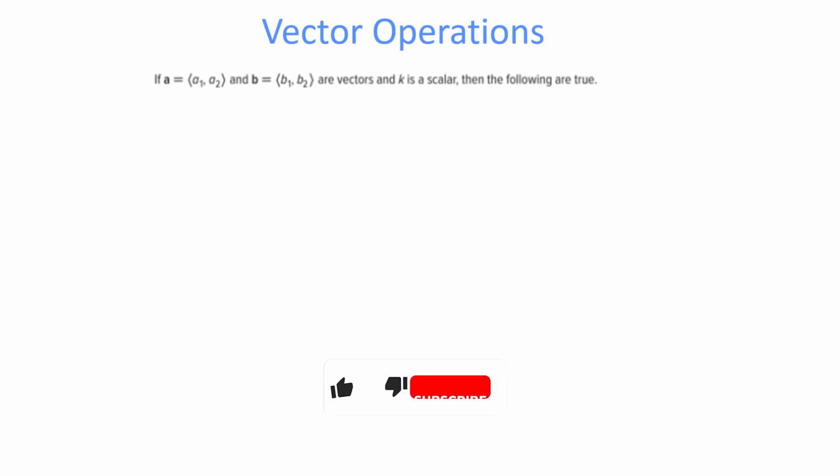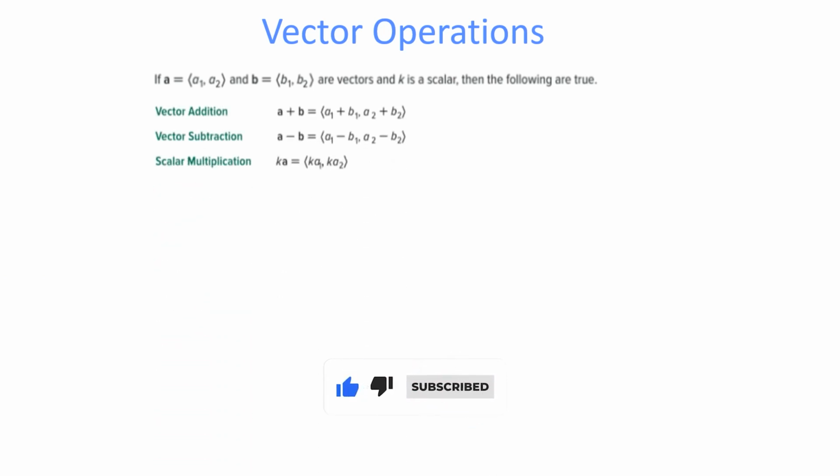We can also do operations with vectors. For example, if A equals (A1, A2) and B equals (B1, B2), we can add them, we can subtract them, and we can multiply them by a scalar. If we are doing addition, then we add the x components and the y components. If we're doing subtraction, we subtract the x components and the y components. And if we're multiplying by a scalar, then we just multiply by whatever number that may be.